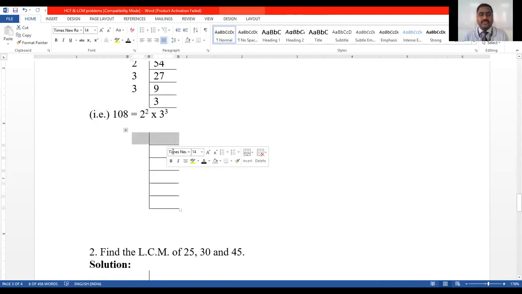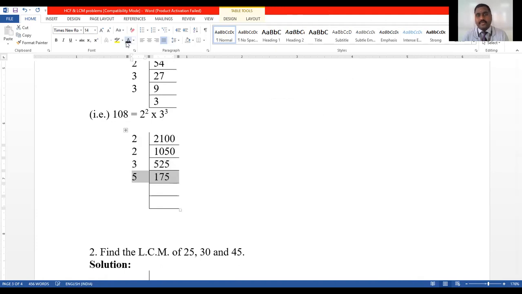2100. So 2100 can be divided by 2. And you will get the quotient 1050. And again, this 1050 can be divided by 2. You will get 525. This 525 can be divided by 3, not by 2. So we will get 175. Again, 175 can be divided by 5. And again, 35 can be divided by 5 until you get the value. So again, 7. If you divide 7 by 7, you get 1. So only 1. So we can stop here itself.